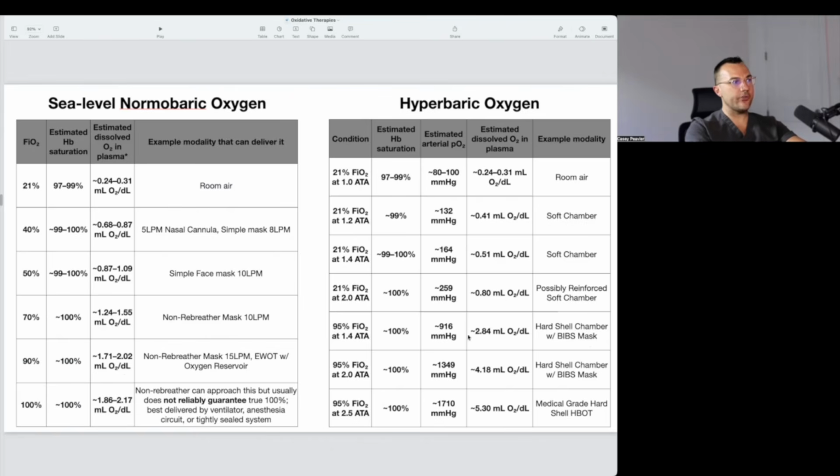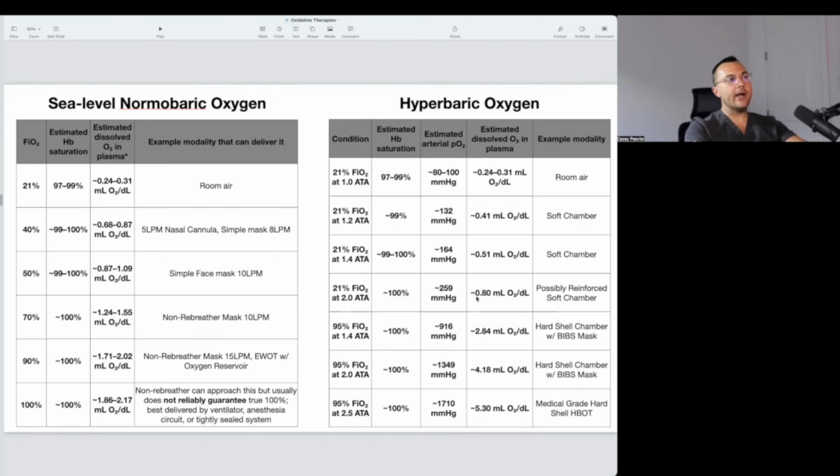When you add pressure to that at 1.4, you get 2.84. Or if you go up to 2, you get 4.18, which is double. And then if you go even higher than that, 2.5 atmospheres in a medical grade HBOT at 100% oxygen or near 100% oxygen, then you're at 5.3. So this is where you see the bigger bang for the buck: when you're in a hard shell chamber, you have 100% oxygen or near 100% oxygen, and you're adding pressure.